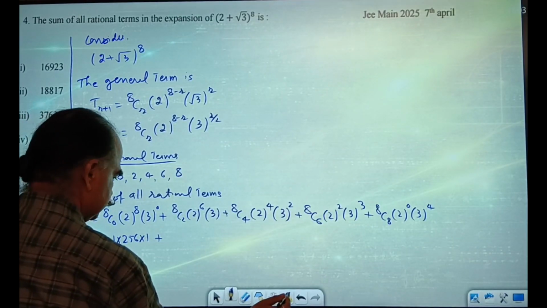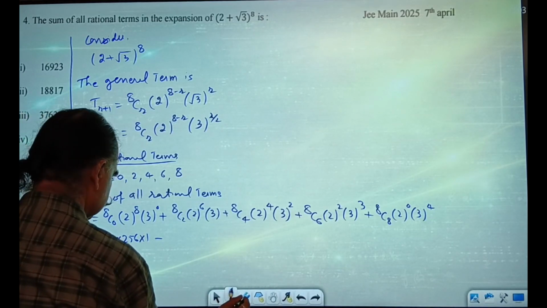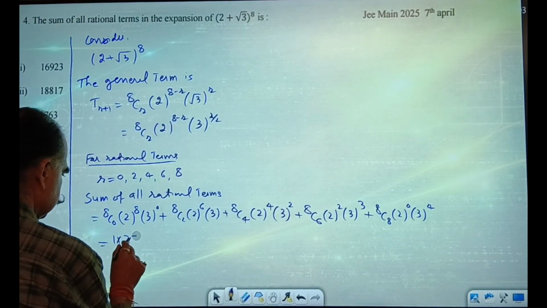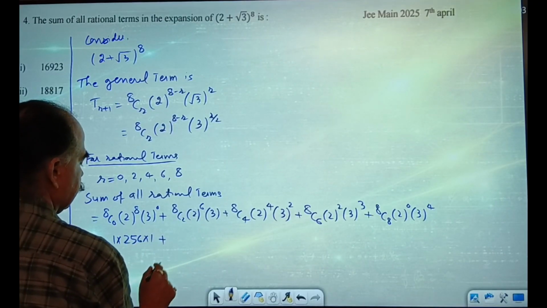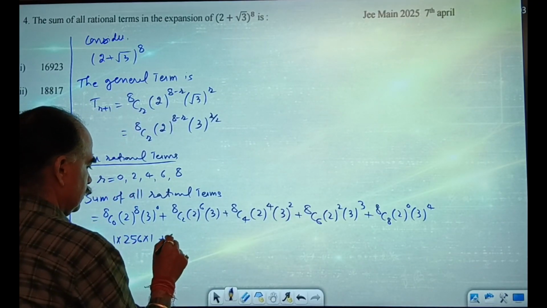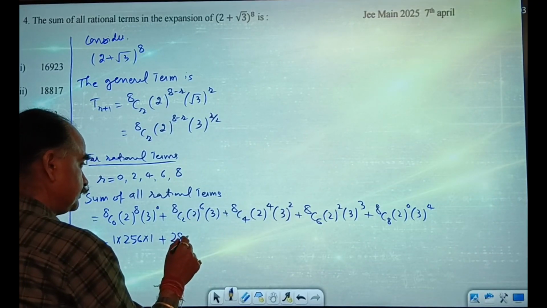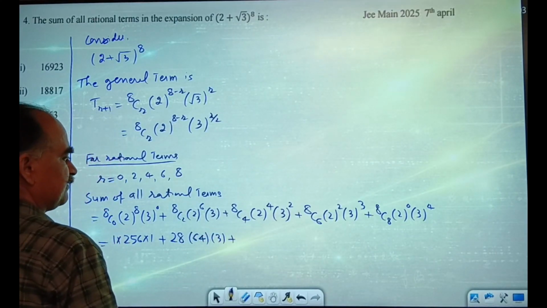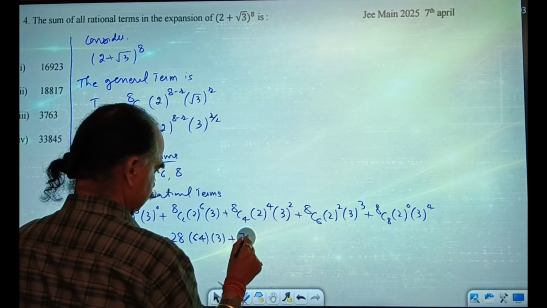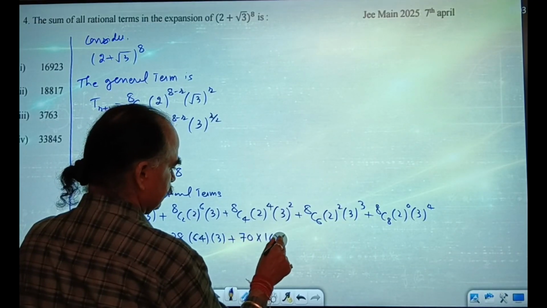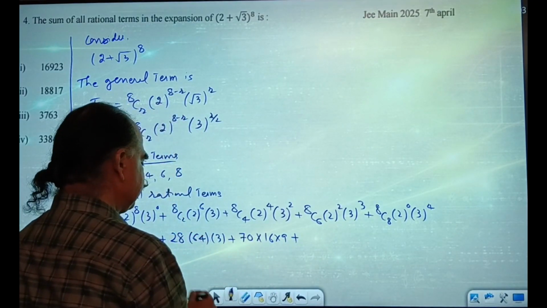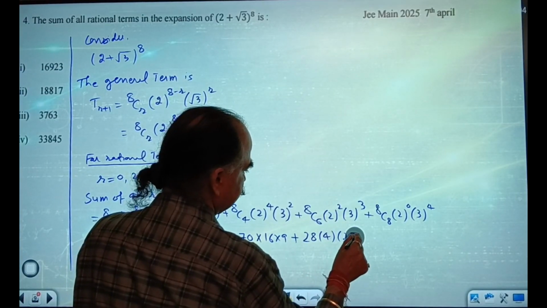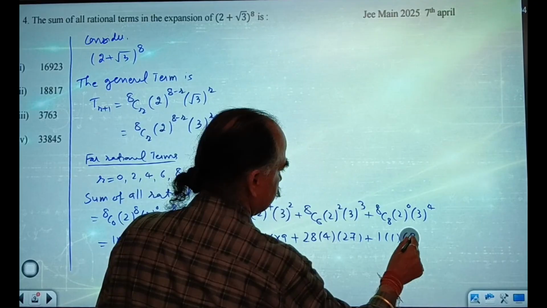Plus 8C2, which is 8 into 7 upon 1 into 2, 28. 2 raised to 6 is 64, into 3. 8C4 is 70, 2^4 is 16, into 9. 8C6 is the same as 8C2, 28. 2 raised to 2 is 4, into 27. Plus 8C8 is 1, and 3^4 is 81.